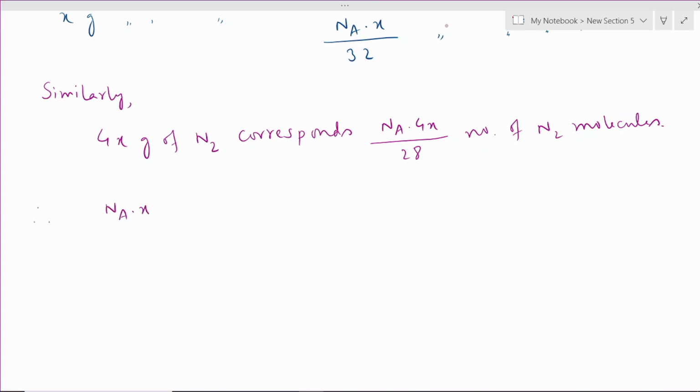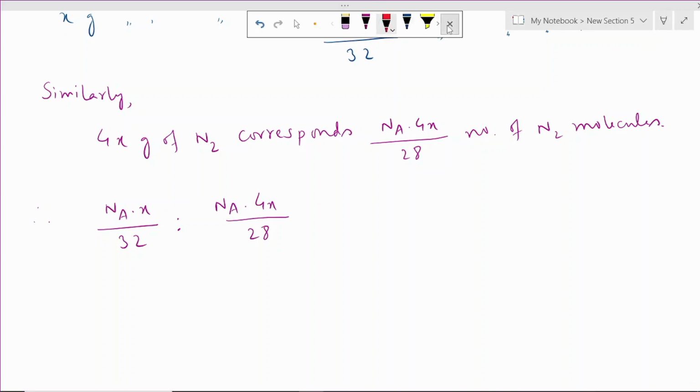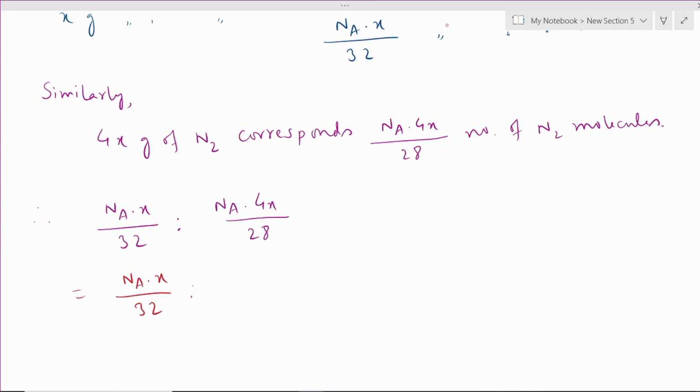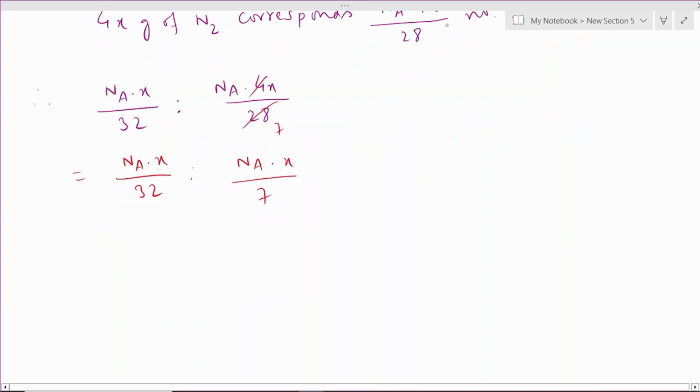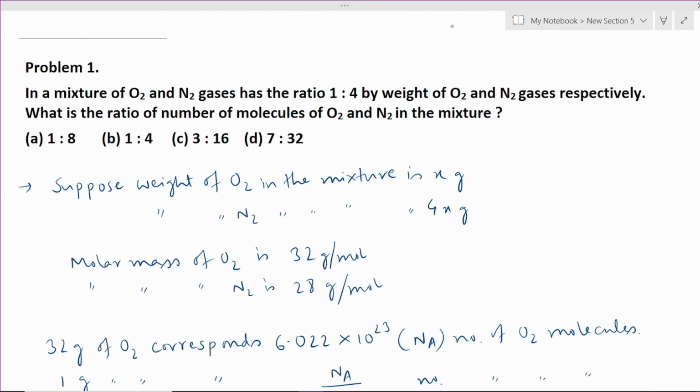So Na into x upon 32 is to Na into 4x upon 28. Na into x upon 32, if we simplify that, this will be 7. So Na into x upon 7. Then this Na into x term cancels out. So we get the ratio 7:32. So the option D will be correct.